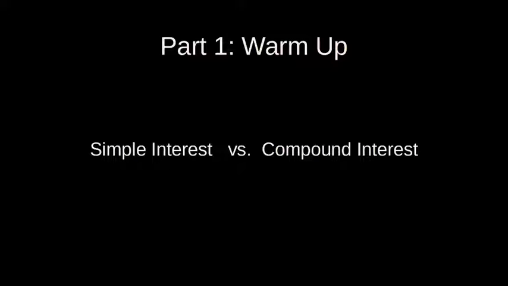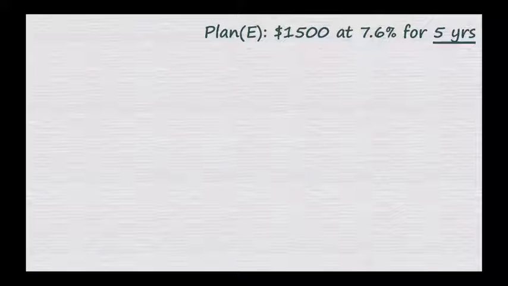Before we begin, how about a quick demonstration of why the simple interest formula we remember so well doesn't apply? Let's simulate our plan: $1,500 at 7.6% a year out to 5 years. Now you might be thinking, I do remember how to do this.